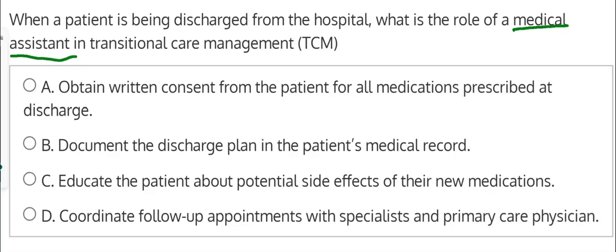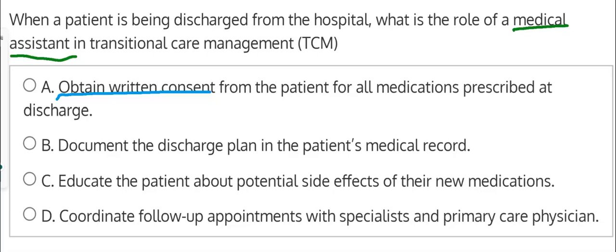So let's take a look at the choices and figure this one out. Option A says obtain written consent from the patient for all medications prescribed at discharge. And anything involving education toward consent, obtaining the consent, would be a provider role. So that might be your doctor, your nurse practitioner, your physician assistant.